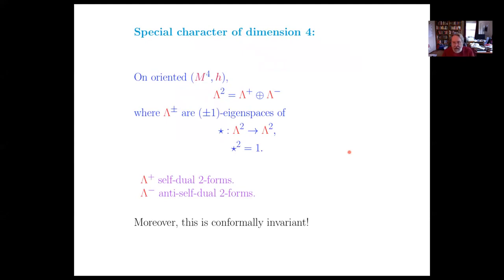It's an interesting point: this splitting does depend on the metric, but it's conformally invariant. If you change the metric just by multiplying it by some function, then you still have the same splitting of the 2-forms into self-dual and anti-self-dual pieces.